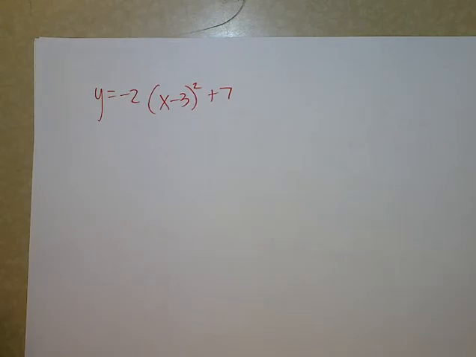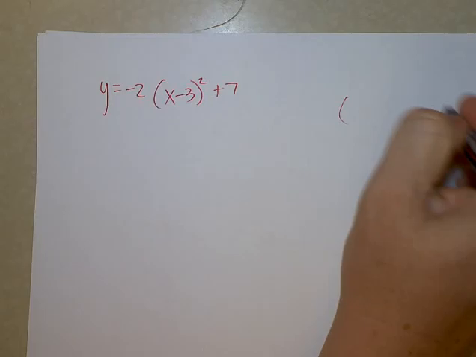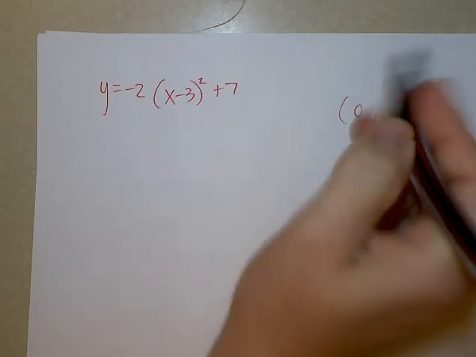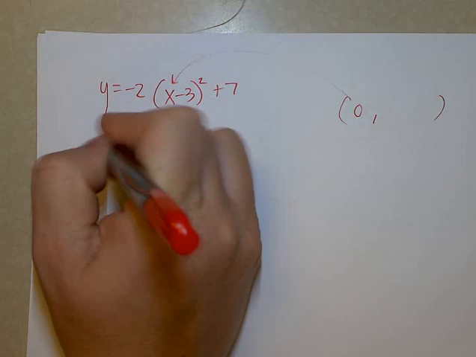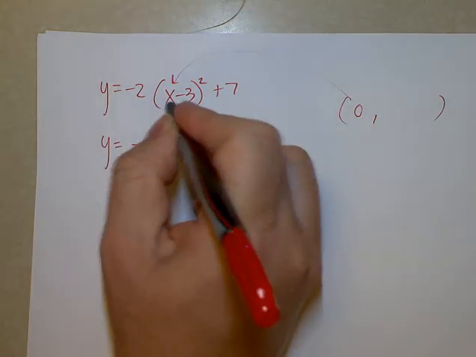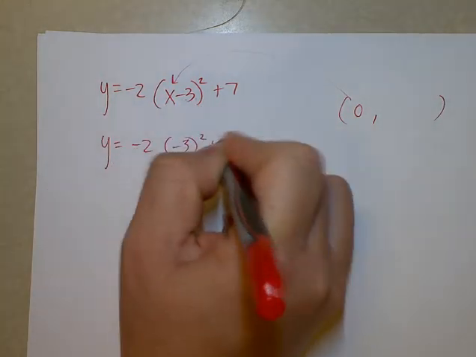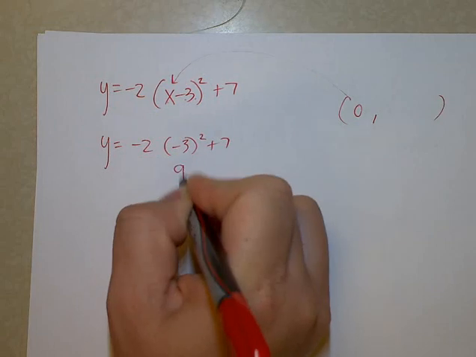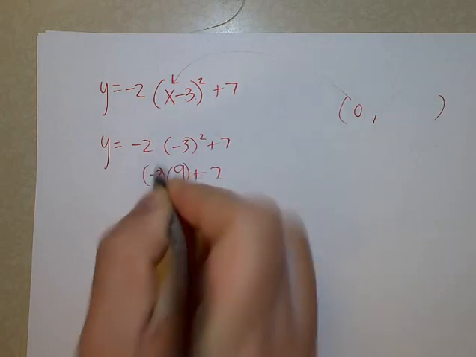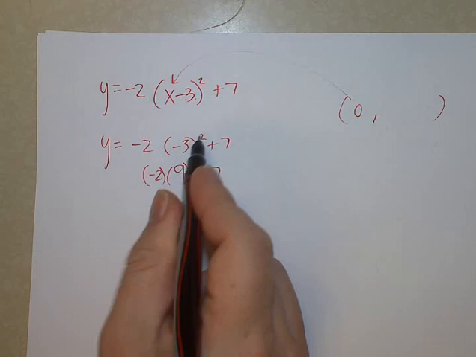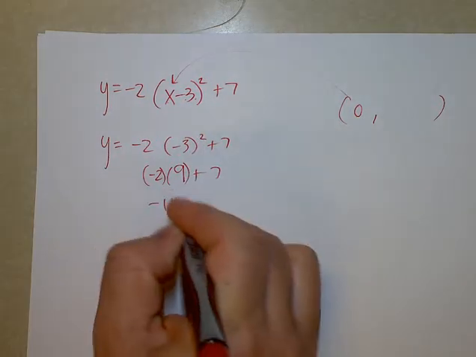So how do we determine the y-intercept? With y-intercepts, your x value is always equal to 0, so I'm going to substitute in 0. 0 minus 3 is -3. -3 squared is 9. -2 times 9 is -18, plus 7 is -11.